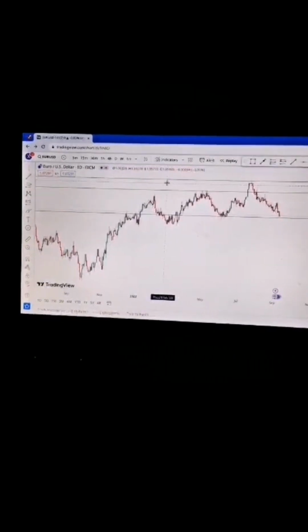Let's see what we have here. So we had an uptrend, which we broke. This was our uptrend starting from here going all the way up. But as you can see right now, we are outside of the trend, meaning we are liable to form a new trend.